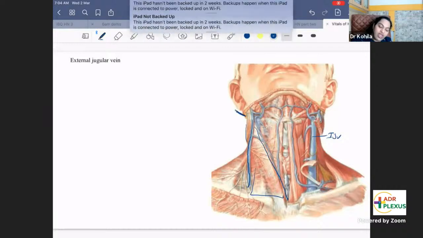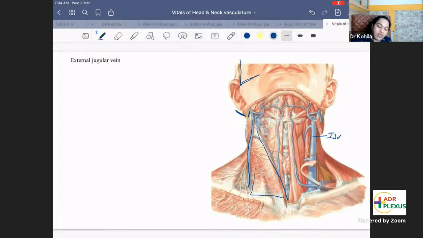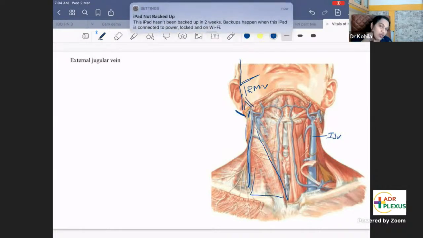The posterior auricular vein unites with the posterior division of the retromandibular vein. The superficial temporal vein and maxillary vein unite to form the retromandibular vein, which will divide into a posterior division and an anterior division. The posterior division will combine with the posterior auricular vein to form the external jugular vein.